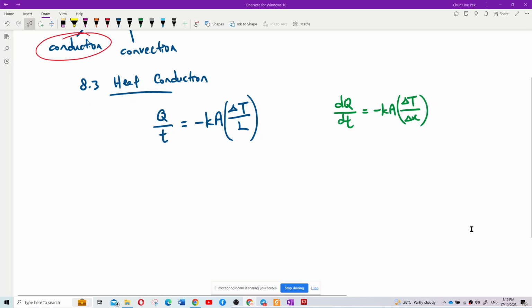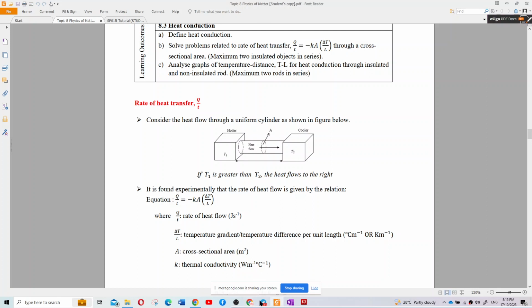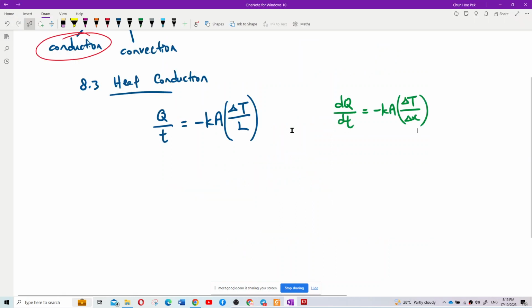I just have to change to Q over T because of our new syllabus, I have to change the symbol. But they mean the same thing. So you also have to adjust: if you watch my video and see a different symbol, change to the new symbol, referring to the lecture note. Delta x is actually L, and dq dt is the same as Q over T.